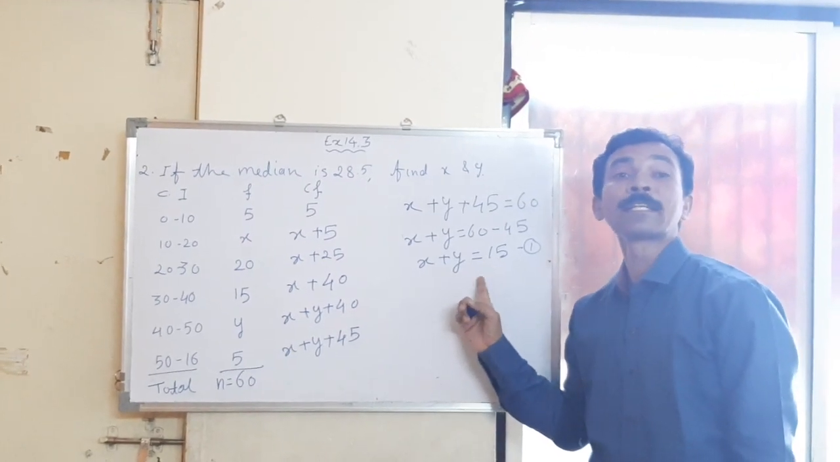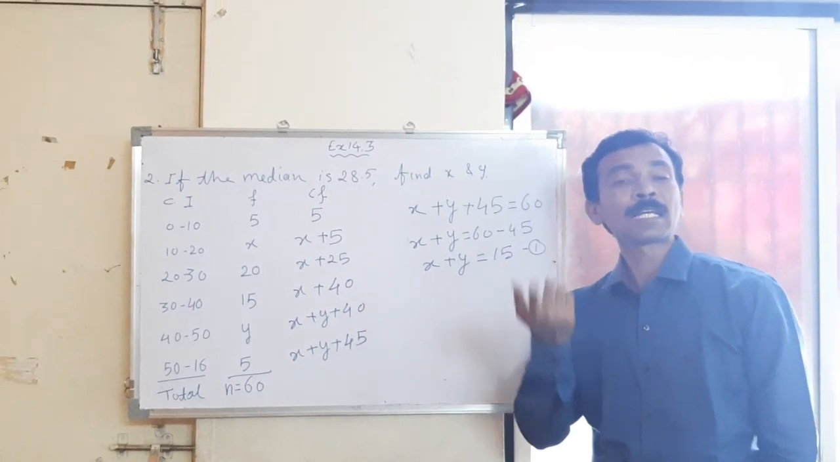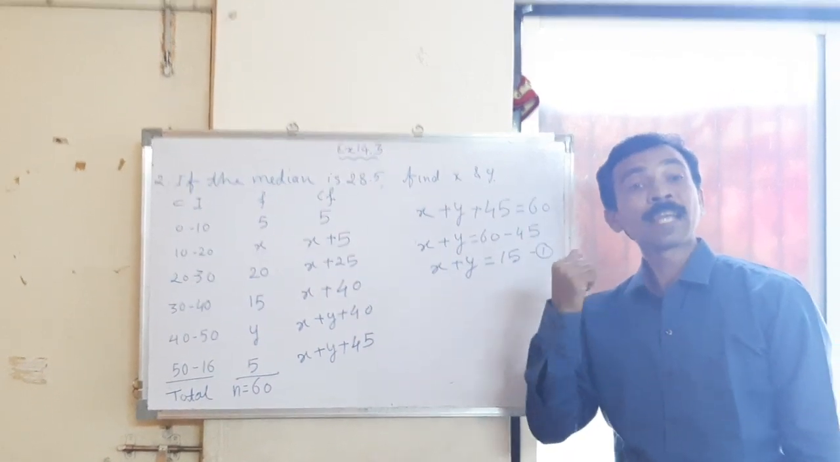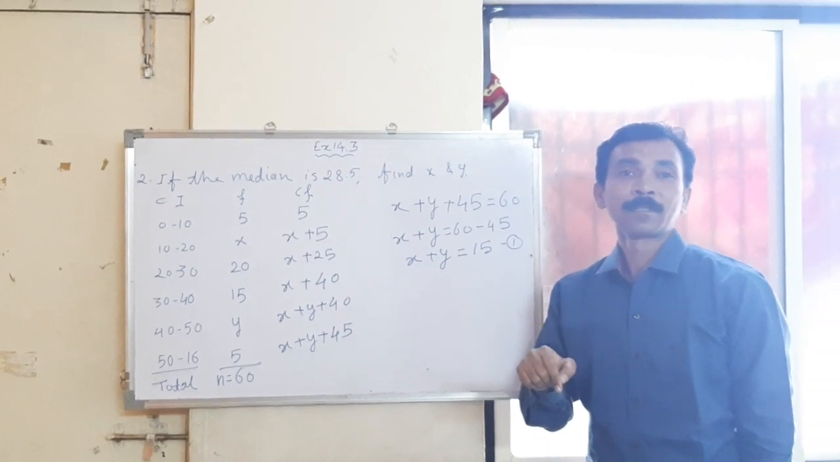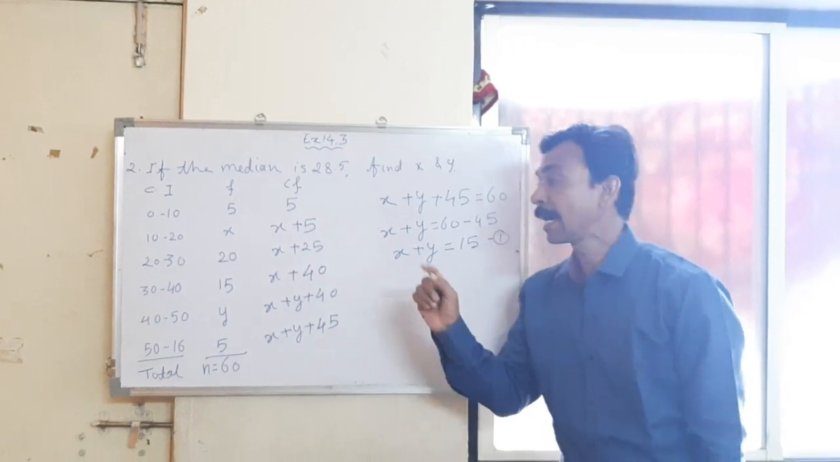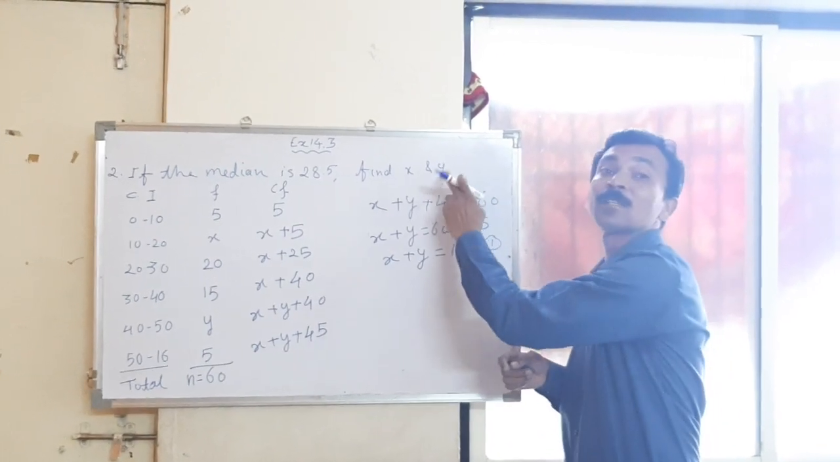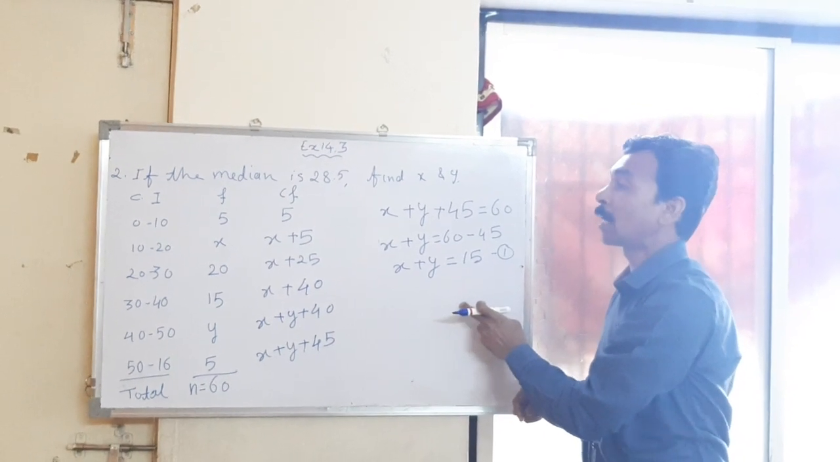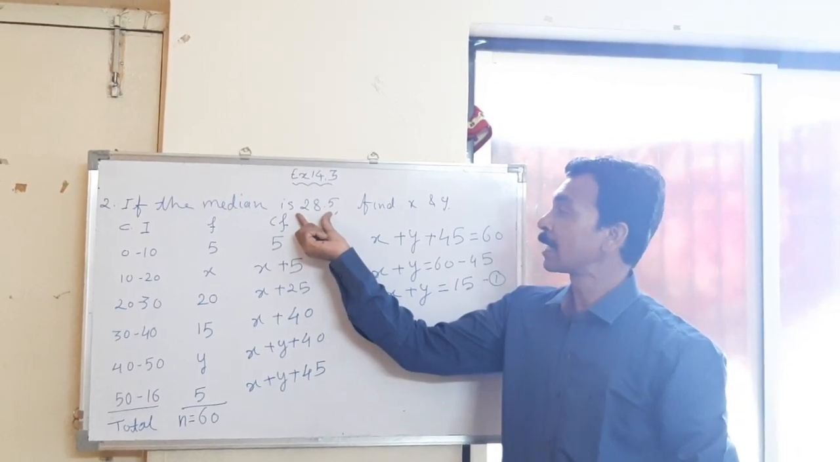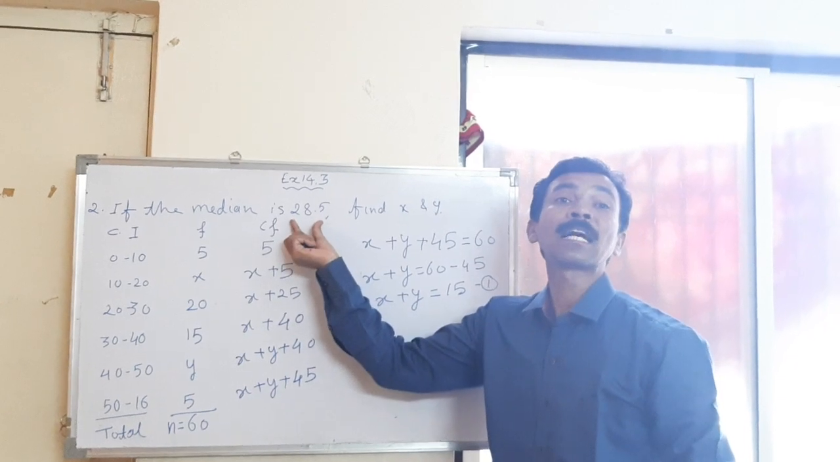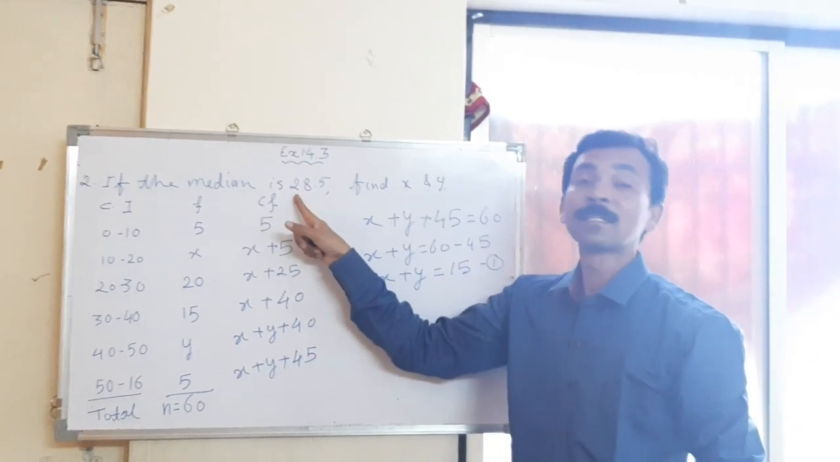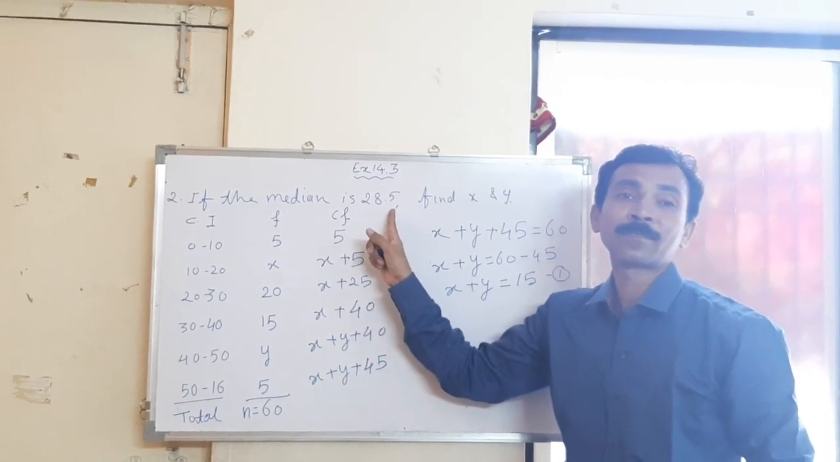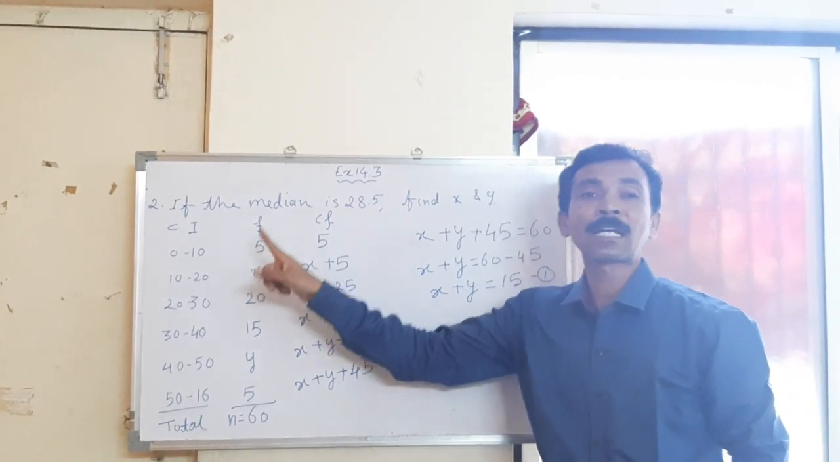Now after this, the real work begins. We have seen in the last sum, there we had to find the median. But here the median is given and we have to find x and y. Now this median will tell us which class interval it lies in. What is the median? 28.5. So 28.5 is in which class interval?